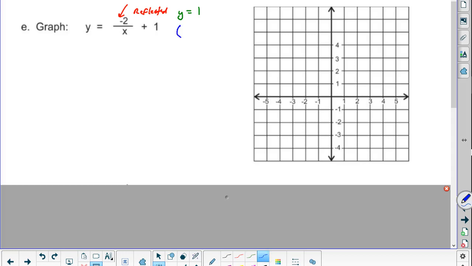Center point, talk to me. What do you think? Center point. 0, 1, right? Okay, so we got an asymptote at 0. We got an asymptote at y equal 1. Notice how you start these. This is where you got to start. Otherwise, you're just going to have a mess. Start with the asymptotes.